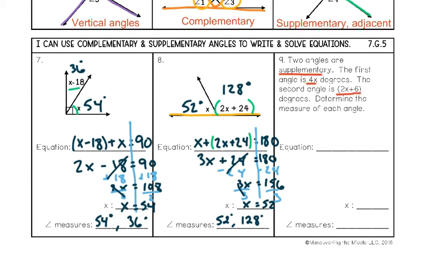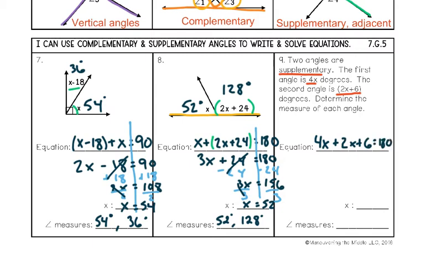I'm going to do number 9 just like I did number 8, except on number 9, I don't have a picture. It's a word problem. But I underline the important information. It says two angles are supplementary. Supplementary means they add up to be 180 degrees. And it tells me the measure of the two angles. So 4x is the first angle, plus the 2x plus 6 is going to equal 180 in total.